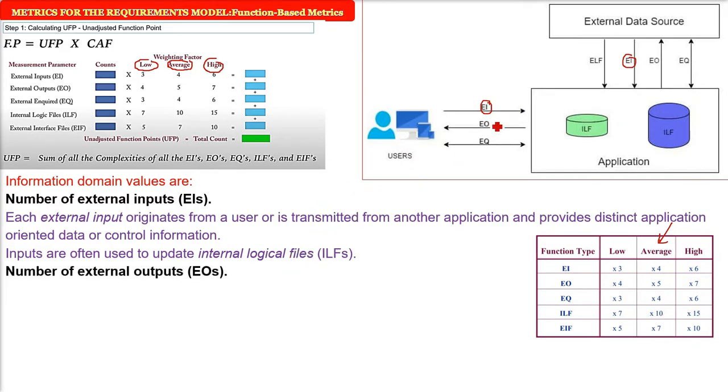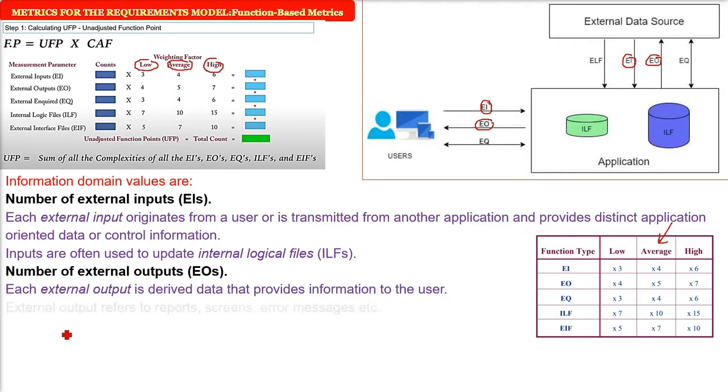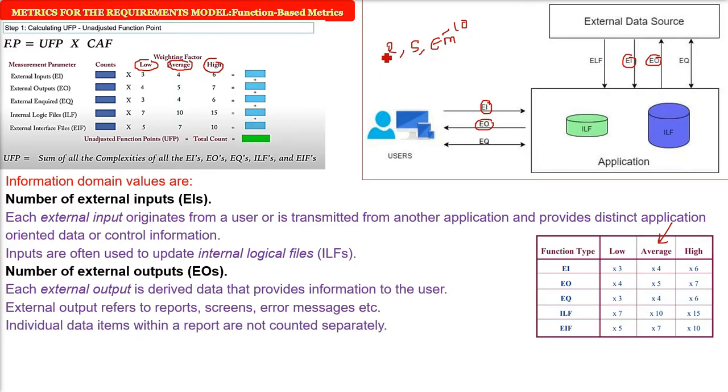Now coming to EO, this is another parameter. Each external output is derived data that provides information to the user. So the user will get the information. That is the direction you see. So what can it be? It can be a report, it can be a screen, it can be error messages. If you have 10 error messages, you'll only compute 1, or just number 1.